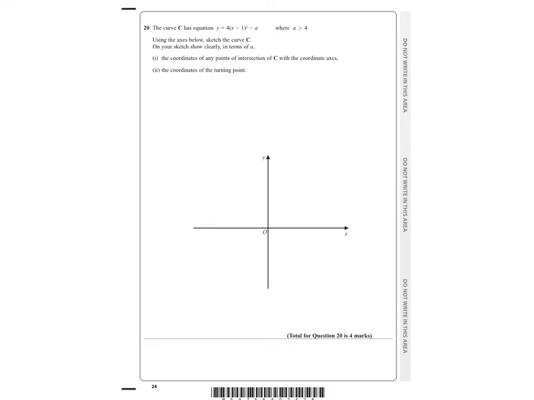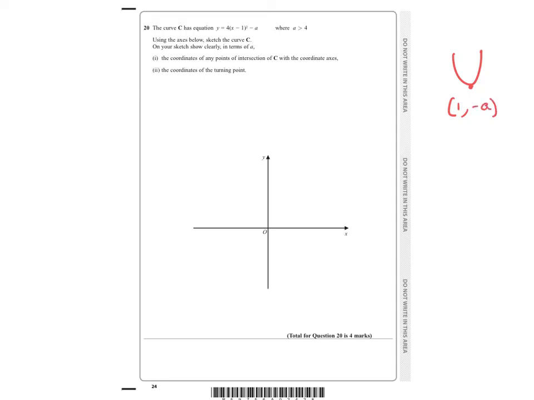Okay, question 20. For question 20, we have a graph. Using the axis below, sketch the curve C. On your sketch, show clearly in terms of a. So first of all, when I'm looking at this, I know this is going to be a positive quadratic function. I know my minimum point is going to be when x equals 1 and my y is equal to negative a.